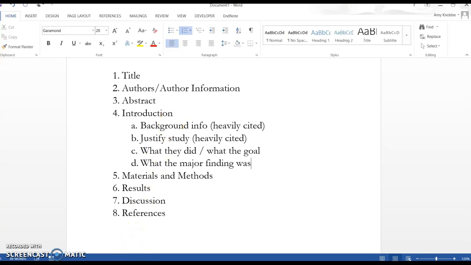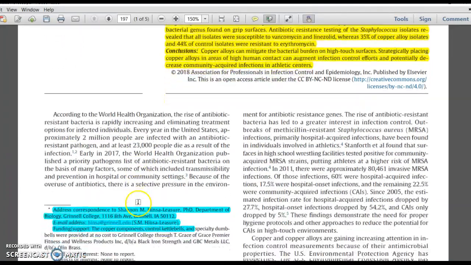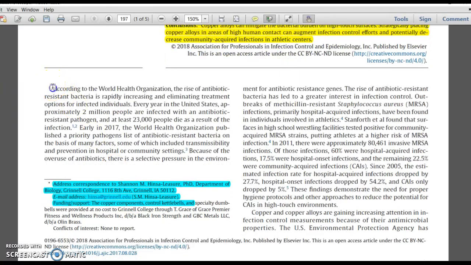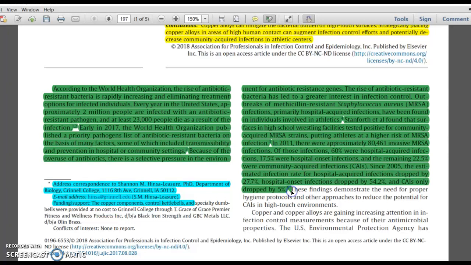So let's go back to our introduction and start looking for those things. So I'm going to highlight right here. All of this is the very first part of the introduction, and this is the relevant background information. It's talking about what are called community-acquired infections, which just means the infections we get from going out in public, touching surfaces, bacteria on those surfaces making us sick. That is something that happens and that there's a need to reduce that.